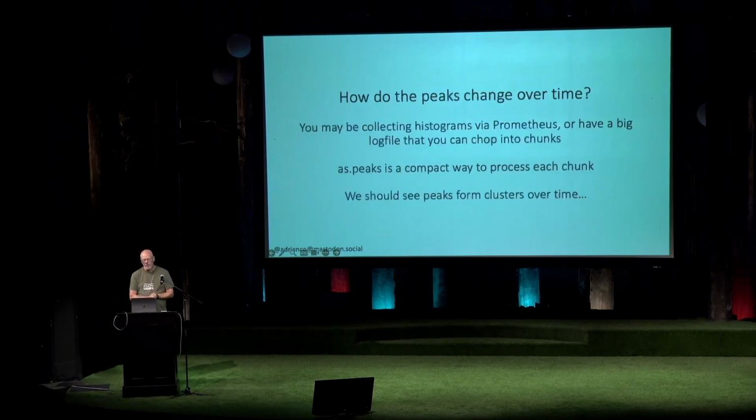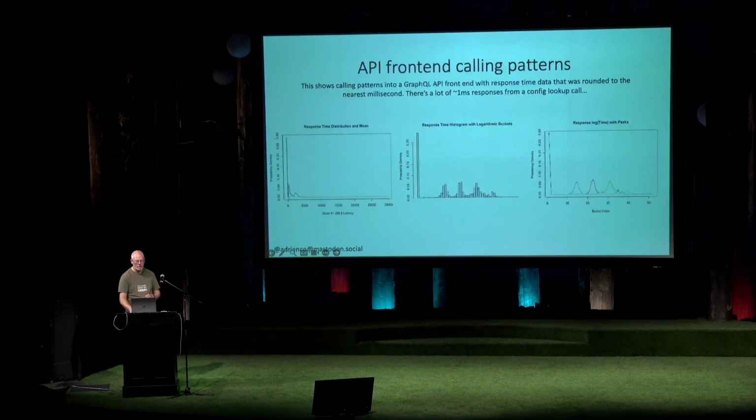All right, so then the other thing is, okay, I can just do it for one system, but what I really want to do is look at how the peaks change over time. So I want to take chunks, say I've got a log file or a series of histograms, one every minute. How do I identify that this peak is the same as this peak is the same as this peak as I go across? So I've got some work to do on that. aspeak will give me the individual processing, but I need to do some clustering.